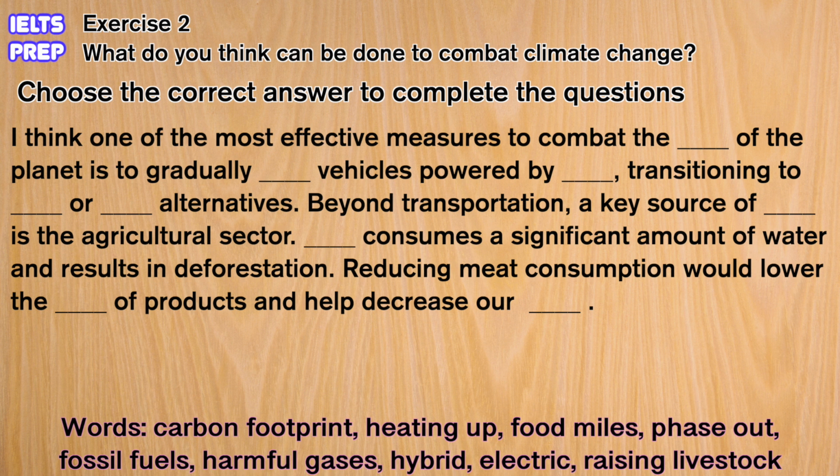to blank or blank alternatives. Beyond transportation, a key source of blank is the agricultural sector. Blank consumes a significant amount of water and results in deforestation. Reducing meat consumption would lower the blank of products and help decrease our blank. Pause the video and take your time to answer.